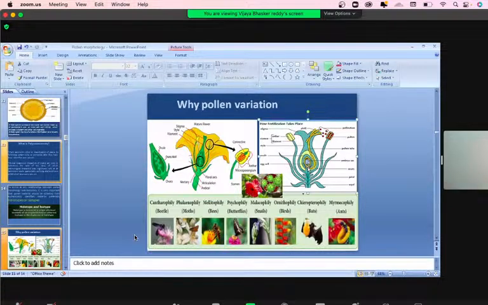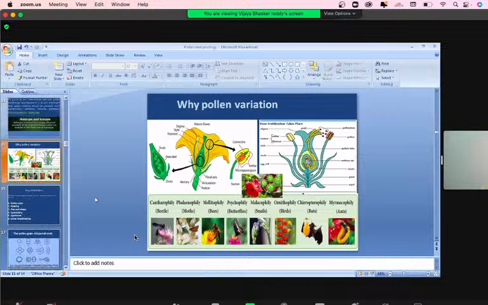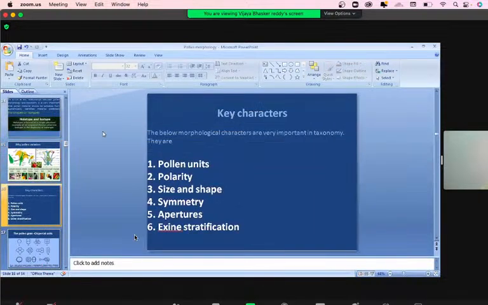And even based on the vectors, there is a variation. So plants always release such varied types of pollen grains, and the stigmas of such plants can recognize and identify such pollen grains on the stigmatic surface, and they allow them to germinate, and they get pollination and fertilization. So this variation we can utilize in the identification part. That's one of the important aspects of taxonomy.